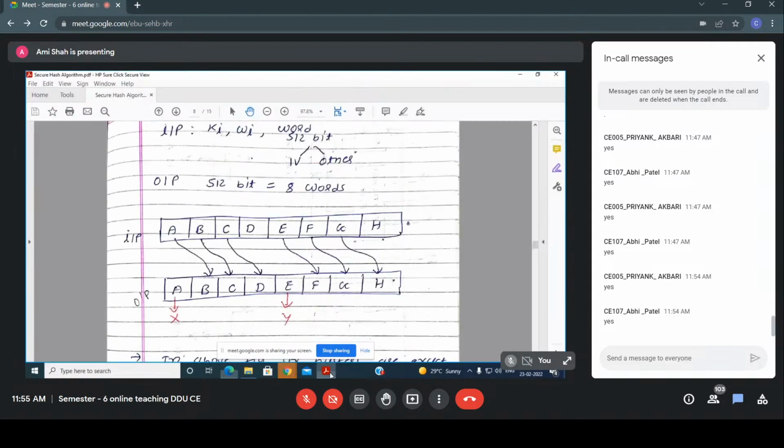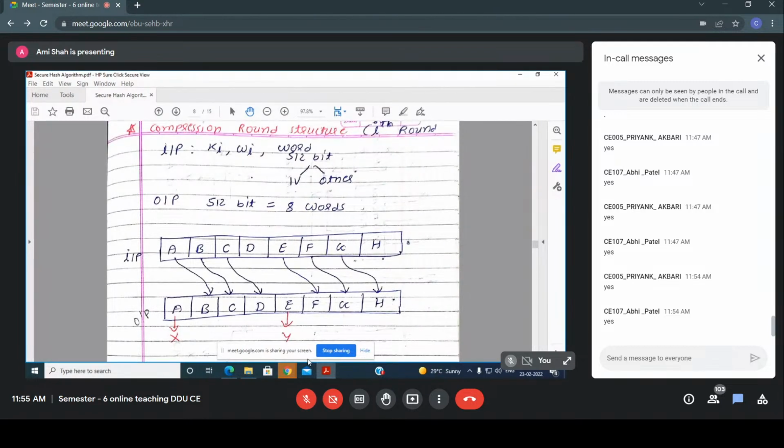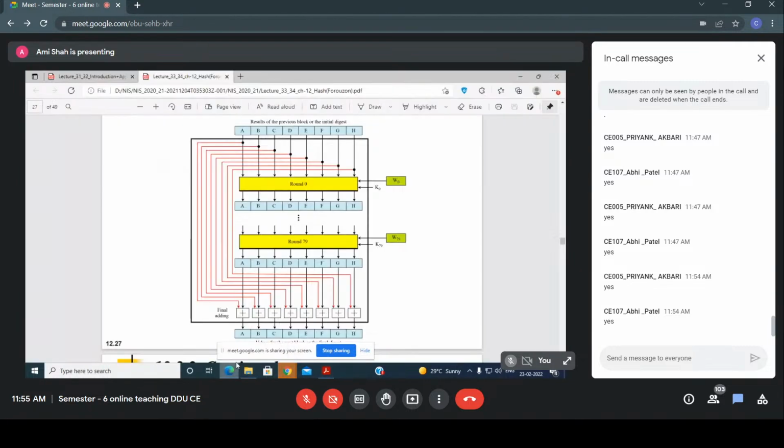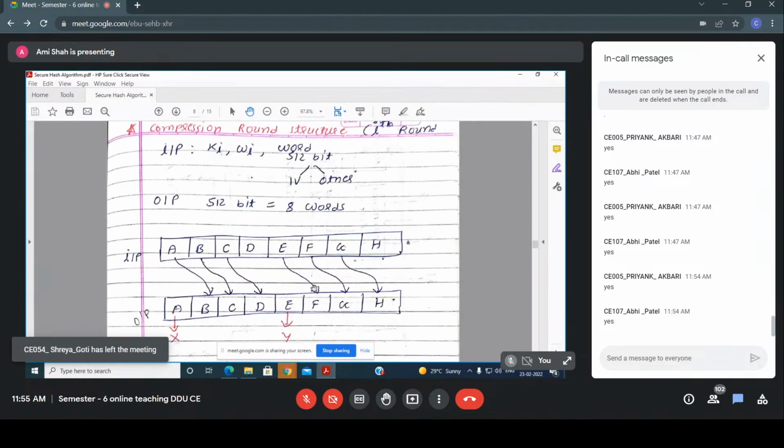So now see the figure. This is my initial digest, and after round 0, I am getting this one. So for that, which are the inputs, Ki and Wi? See the figure. The word, and these are constants. Later I will explain so you can understand. The word for round 0, the W0 word, is used, and the constant K0 is used. So this is my input, and at the end of round 0, what I am getting is the 512-bit digest.